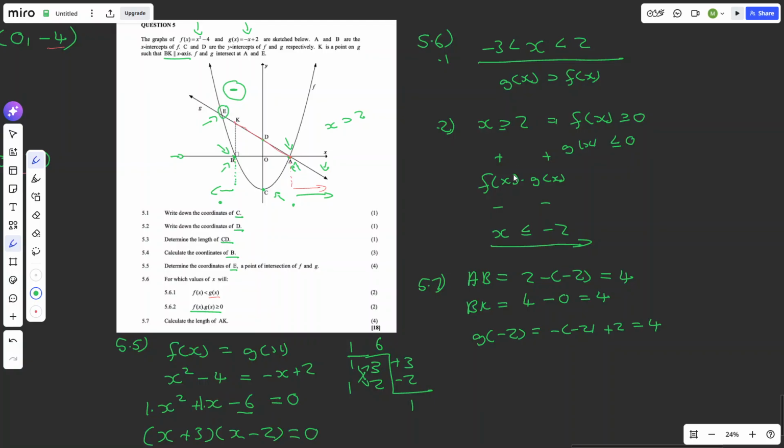So we've got AB and BK. Now we want to find AK or KA. So AK is equal to the square root of AB squared plus BK squared. And what is that equal to? We'll have 4 squared, which is 16. So 4 squared plus 4 squared, and this is equal to root of 32. So that is basically it.